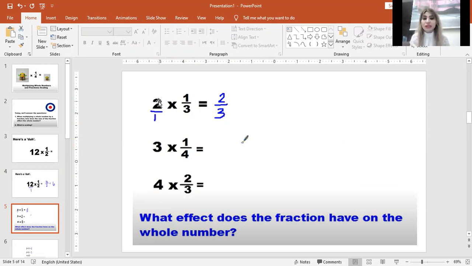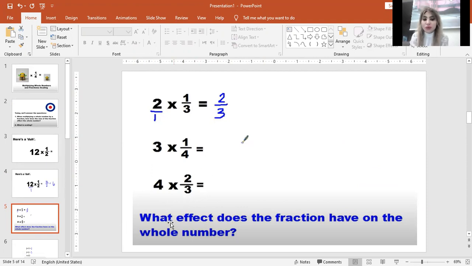I solved the first one. 2 multiplied by a third. This is a fraction. So 2 over 1 multiplied by 1 over 3. 2 multiplied by 1 is 2. 1 multiplied by 3 is 3. So 2/3 is smaller than 2. The value is smaller than the original value.